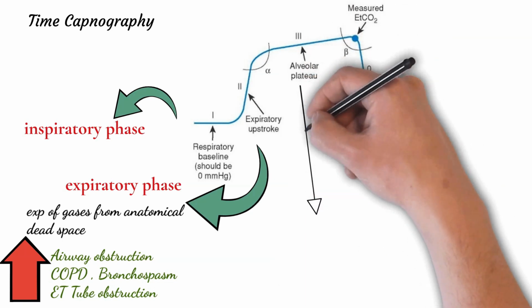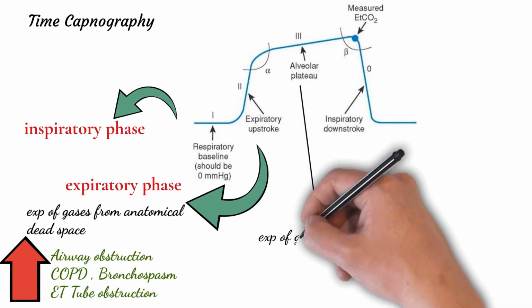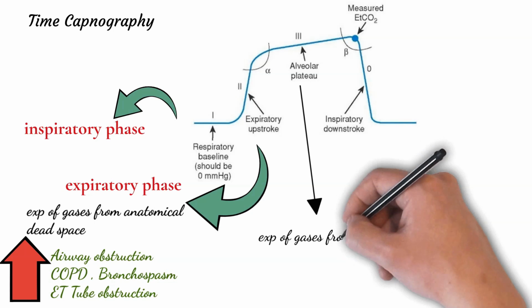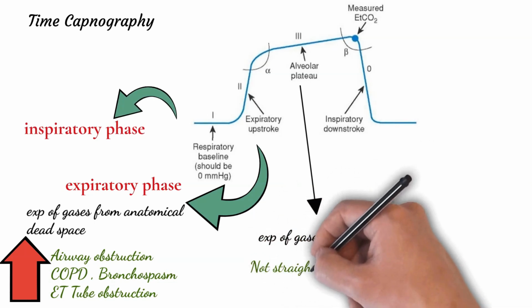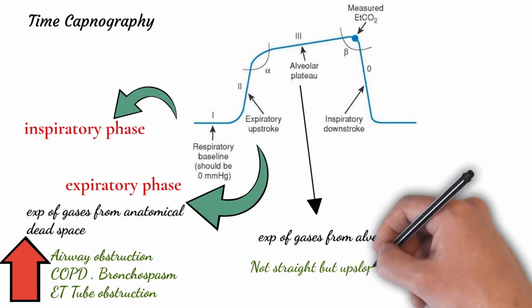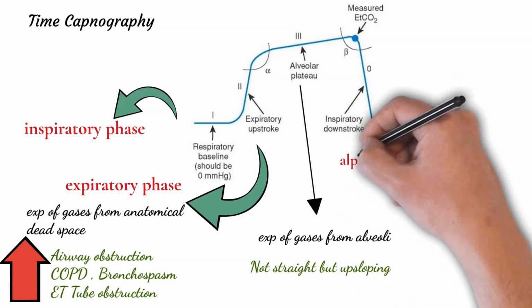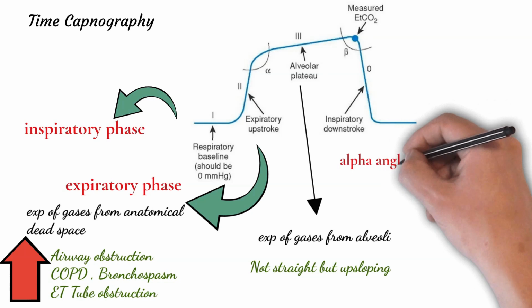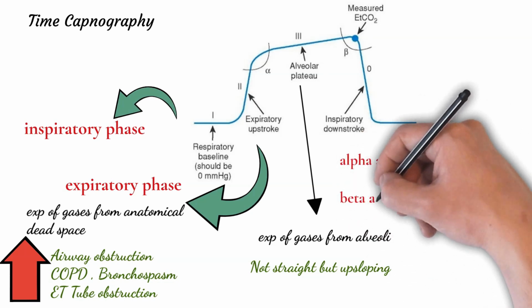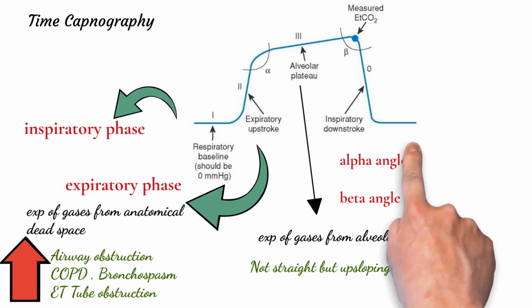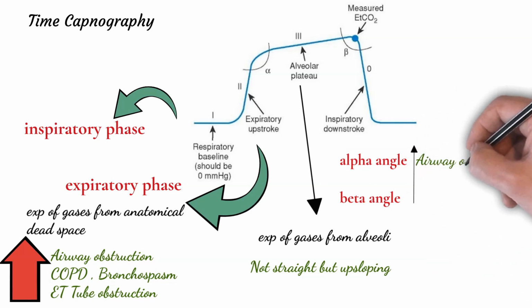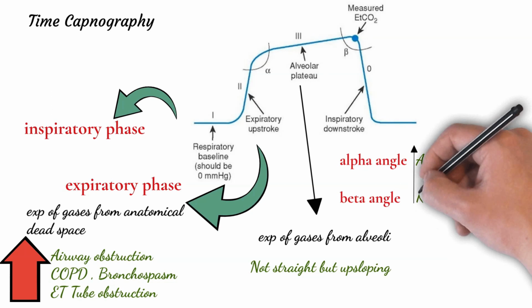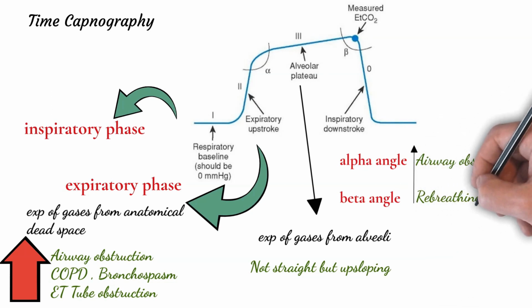This is phase 3, which is the alveolar plateau phase. In this, there is expiration of gases from the alveoli. Important is that at this point, the graph is not straight but upsloping. There are two angles, the alpha angle and the beta angle. The alpha angle is increased in cases of airway obstruction, while the beta angle is increased in cases of rebreathing.